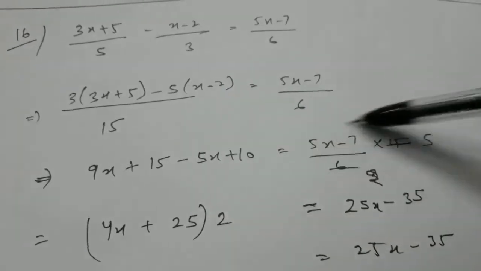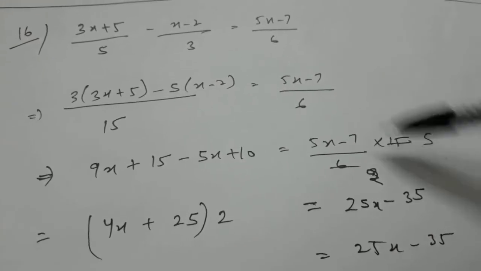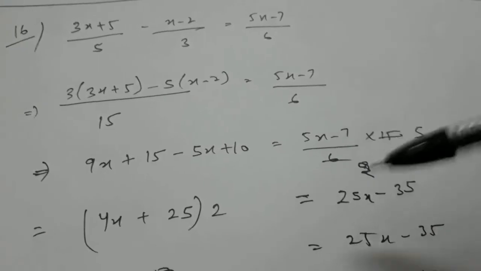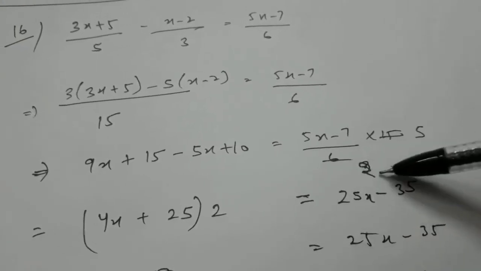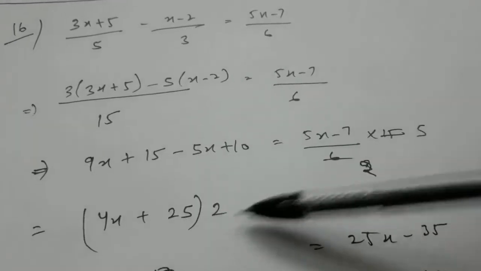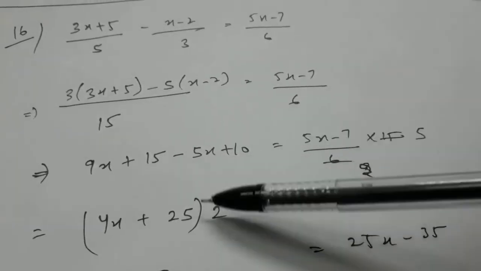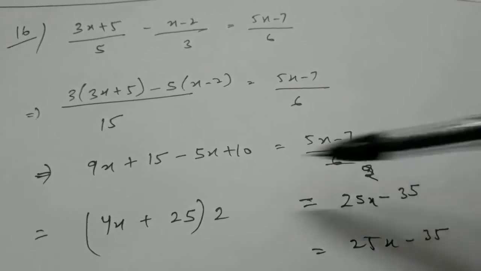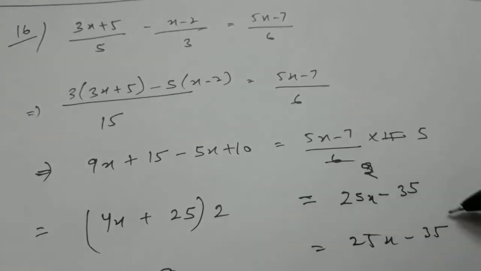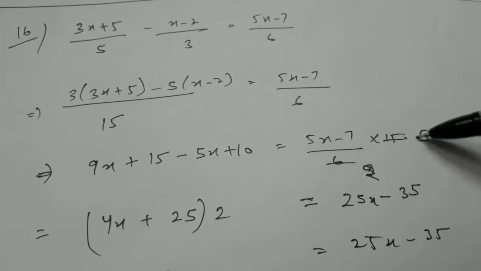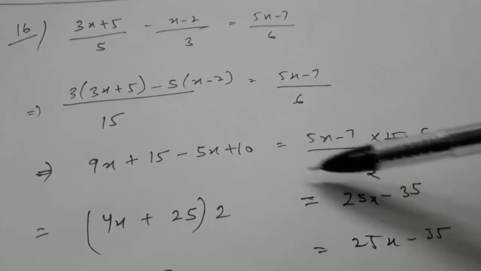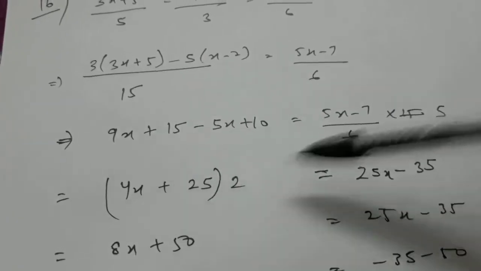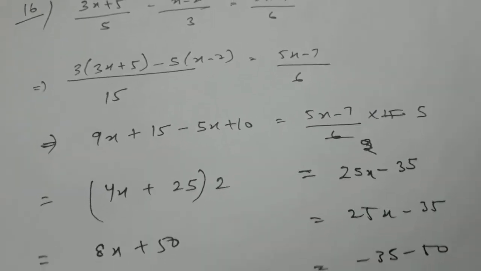This 15 will get transposed to right hand side, and here as it is in division it will get multiplied. So it will get cancelled by 3, of course. 3 sixes are 18... 3 fives are 15. So this 2 will be transposed here, as 2 is in division here, so it will get multiplied, and this 5 will multiply this 5x minus 7. So here 8x plus 50 and 25x minus 35.